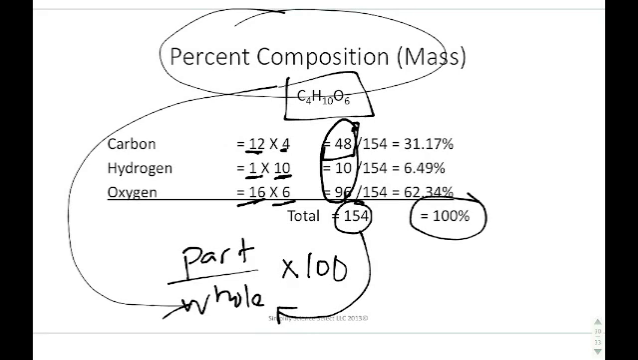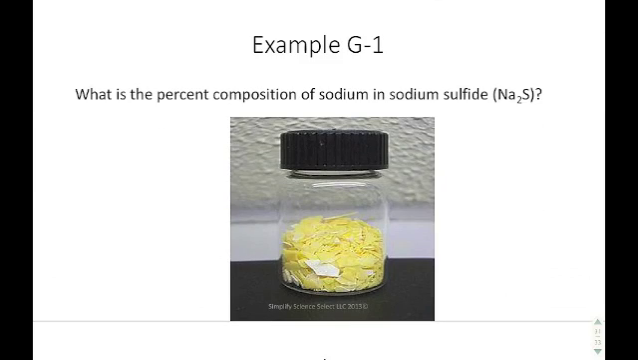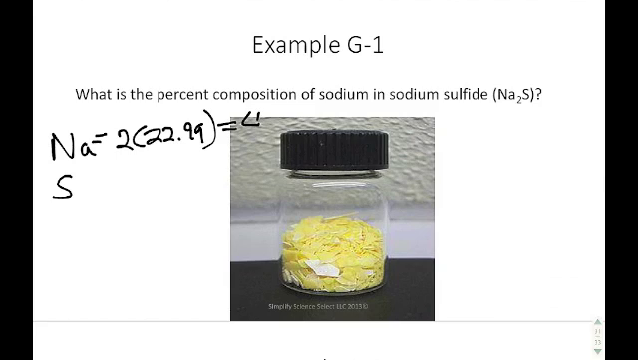So this does take a little bit of practice, a little bit of skill to develop, but let's work a couple of examples out just to see how it goes. The first one says, what is the percent composition of sodium in sodium sulfide? So we set up our whole thing right here where we have sodium and we have sulfide. In this particular situation there are 2 sodiums. And sodium is about 22.99, depending on your periodic table. And that right there is about 45.98.